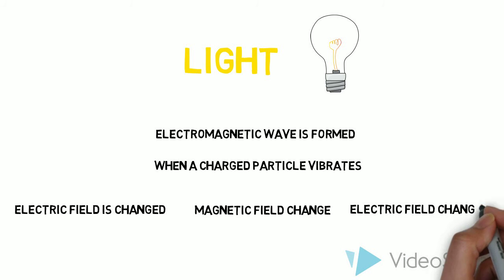And so therefore, we create a wave with an electric field parallel to the movement of the particle and a magnetic field perpendicular to the movement of the particle. And this is the way light behaves.